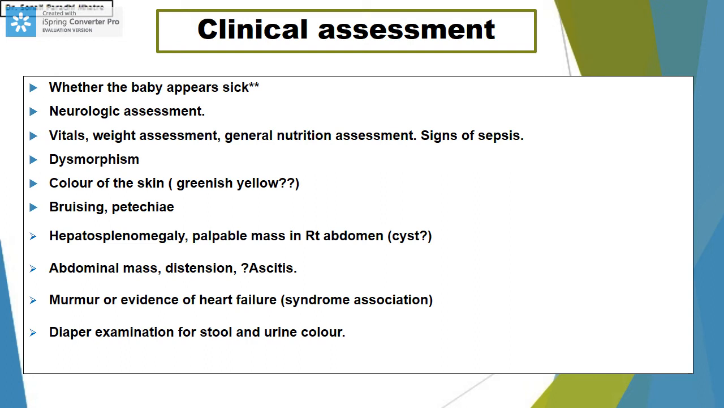For syndromic associations, again evaluate the child whether there is any murmur, evidence of heart failure. And last and not the least, examine the diaper for the color of the urine and stool. Yes, the mother can tell you very well. However, it is always better to examine yourself.